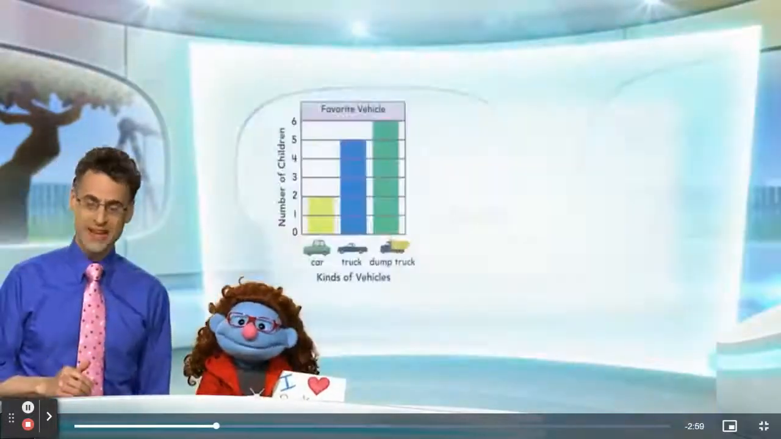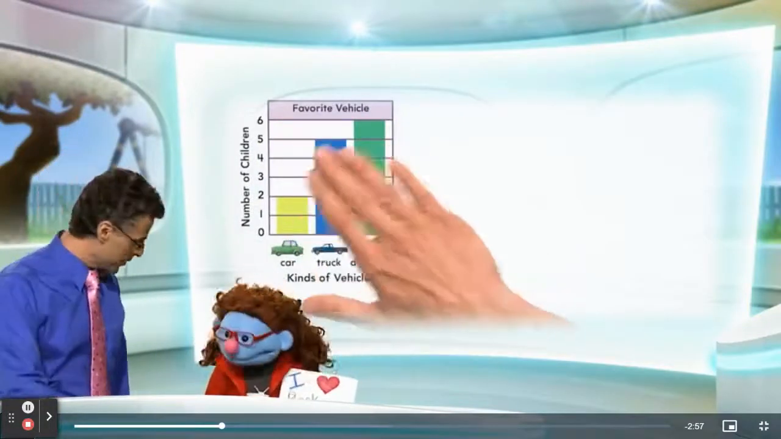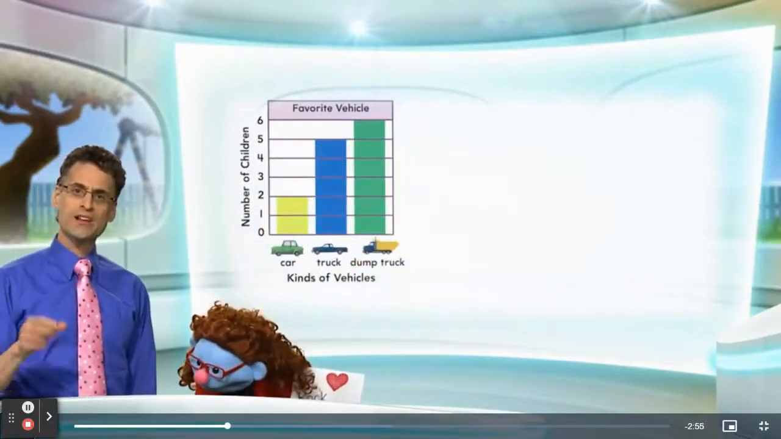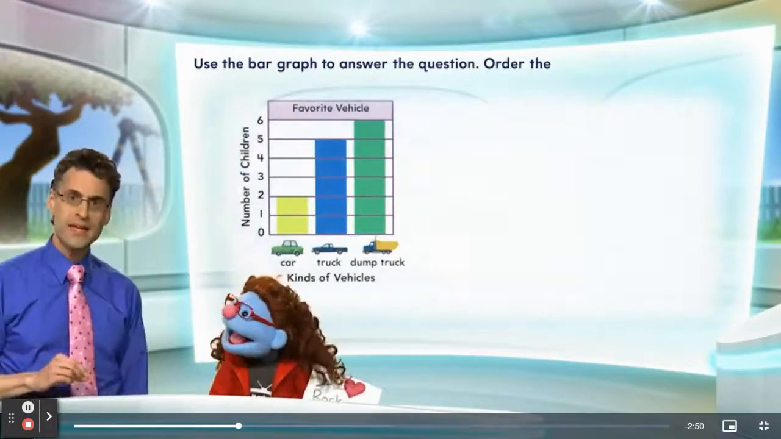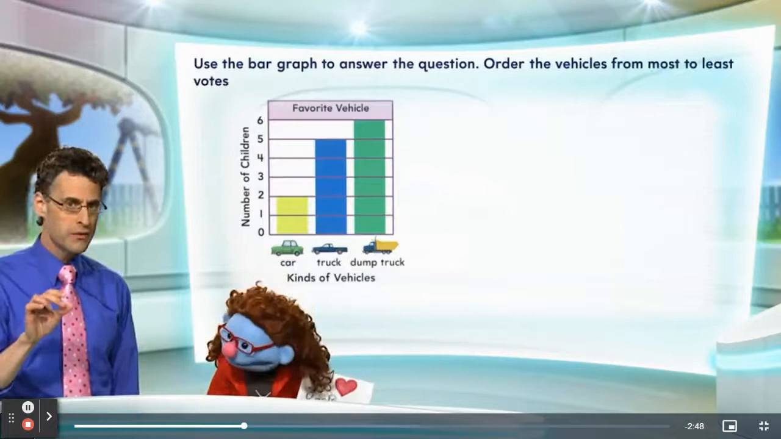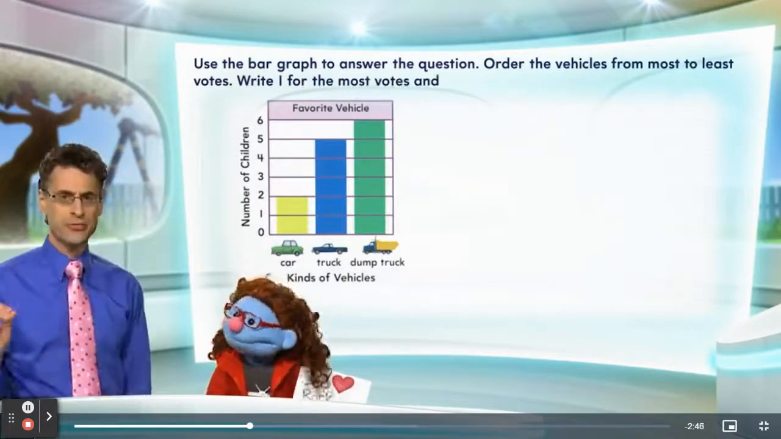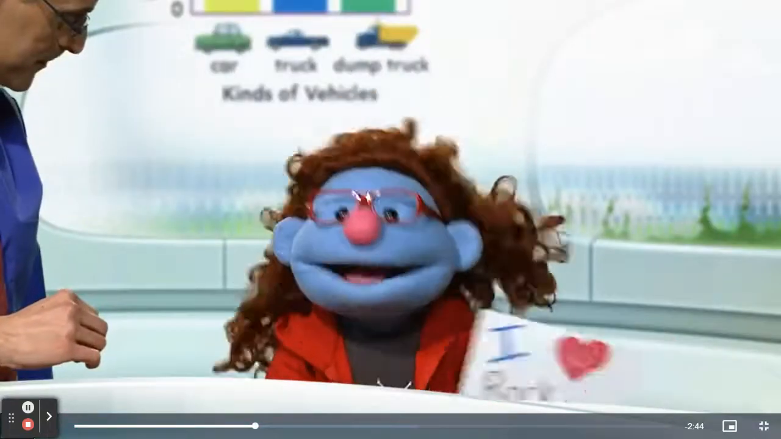So what I want us to do today is to take a look at this bar graph. And I want us to order the vehicles from most to least votes. And I want us to write 1 for the most votes and 3 for the least votes. Oh, this is going to be fun.